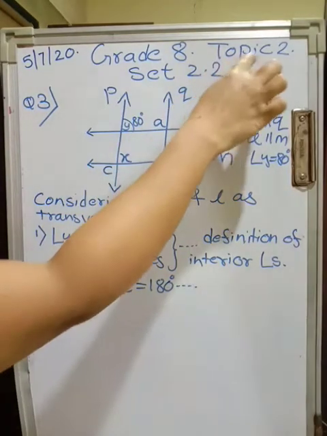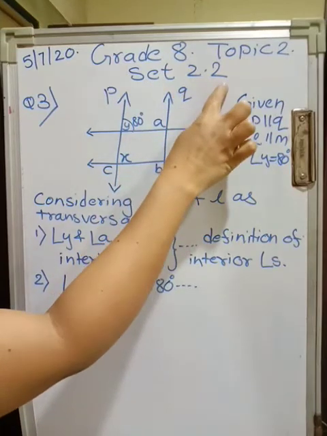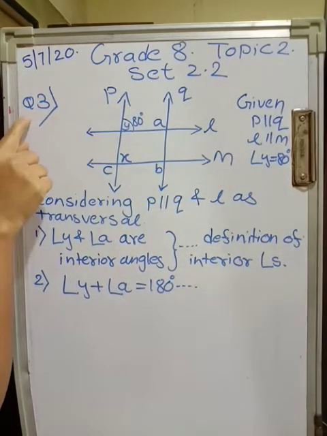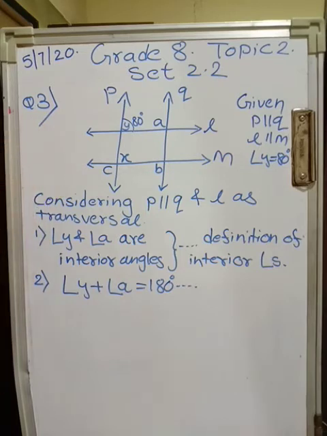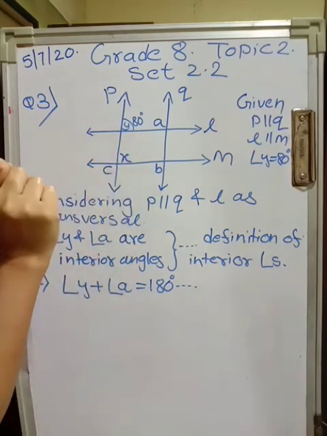We are seeing topic 2, set 2.2. From that, we are going to solve question number 3. First and second we have solved in the earlier video. Now, this is the diagram which they have given.